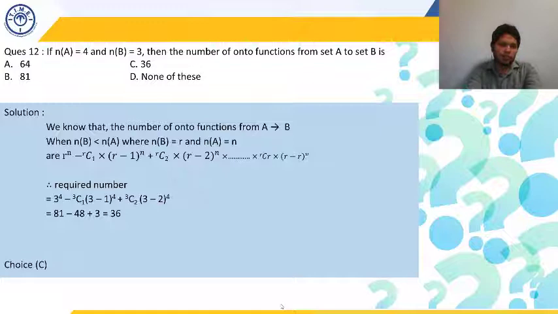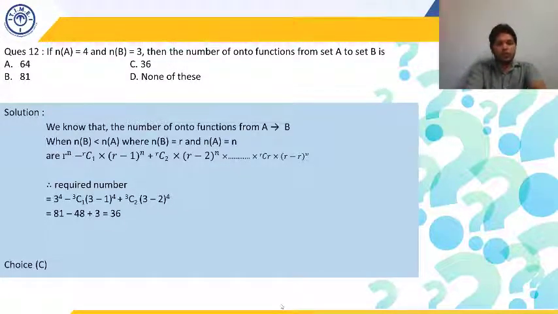I hope this question is also clear to all of you. So what we have done in this question, we needed to find out the number of onto functions from set A to set B. So we know the formula for the number of onto functions from set A to set B if set A contains n elements and set B contains r elements, where n is greater than r. How to calculate it? r to the power n minus rC1 into (r minus 1) to the power n plus rC2 into (r minus 2) to the power n, and so on up till the difference will become 0. In the case of r minus r, the difference will be 0. So we have just plugged in the value of r and n in this question and got our answer. I hope it is clear to everyone.